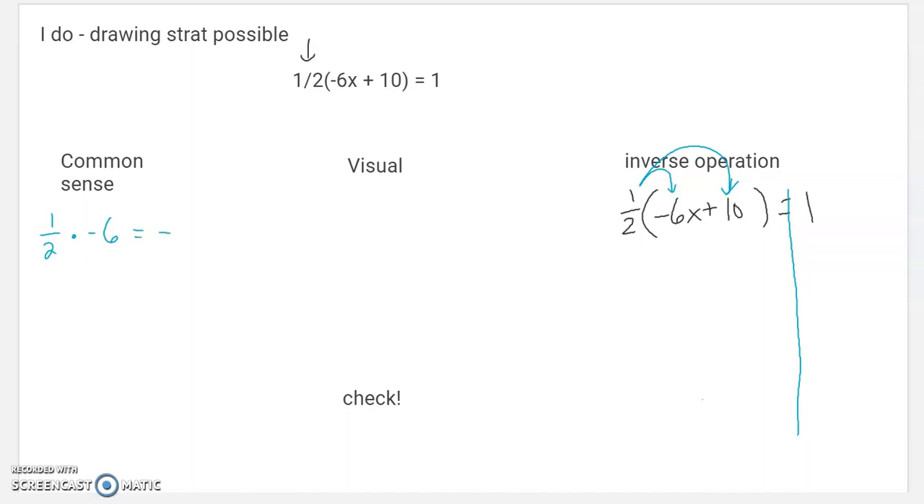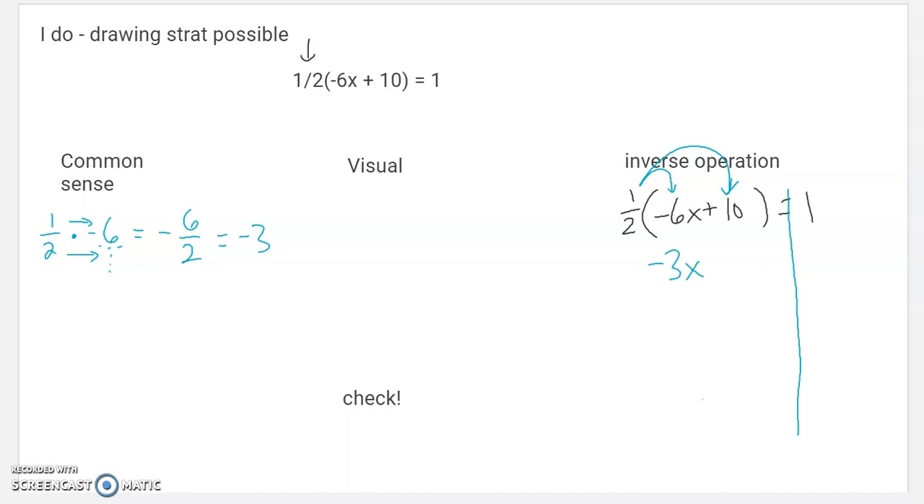I can tell that that's going to be negative, positive times negative. Figure that out first. 1/2 times 6: to multiply a fraction, I imagine a whole number having a denominator of 1. 6 over 1 is the same as 6. So that way I can do the easy multiply across. 1 times 6 is 6. 2 times 1 is 2. So 1/2 times negative 6 is negative 6 over 2, which is negative 3. So 1/2 times negative 6x is negative 3x.